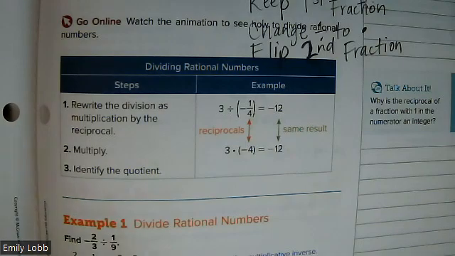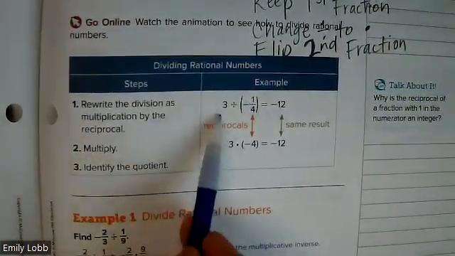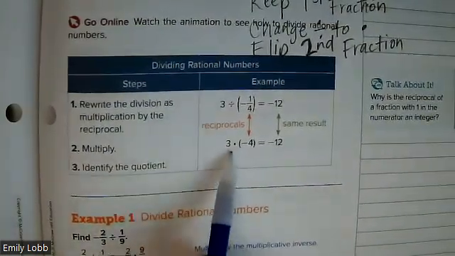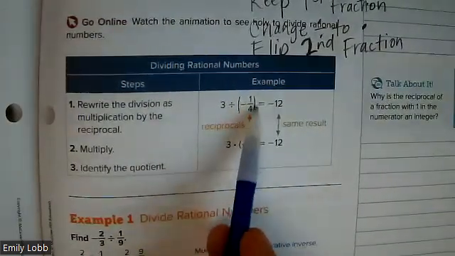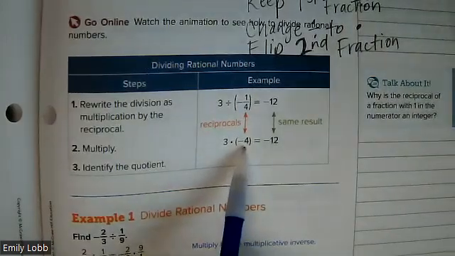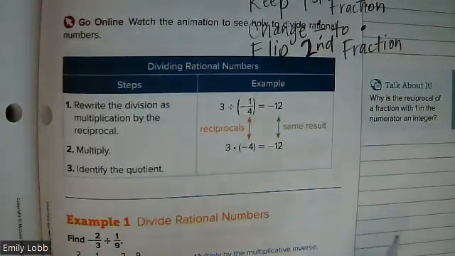So here are the steps again. Rewrite the division as multiplication by the reciprocal. So they kept the first. They changed your division to multiplication. They flipped this. When they flipped it, the 4 was on top and 1 was on the bottom. So that simplified to -4. Then they just multiplied. Same result. Okay.